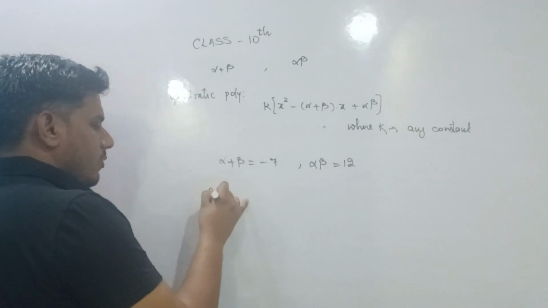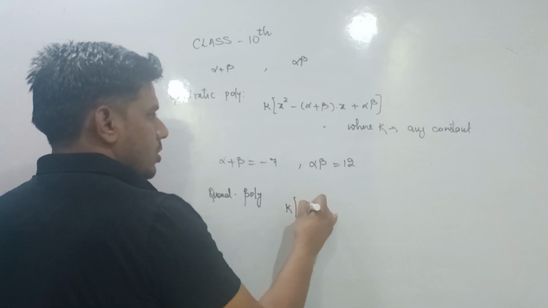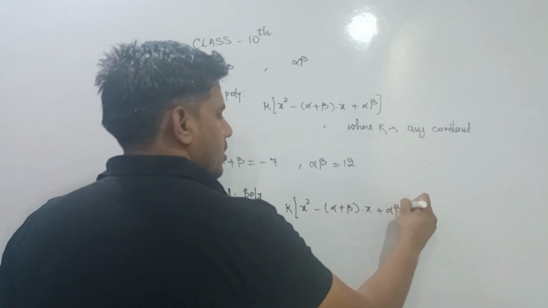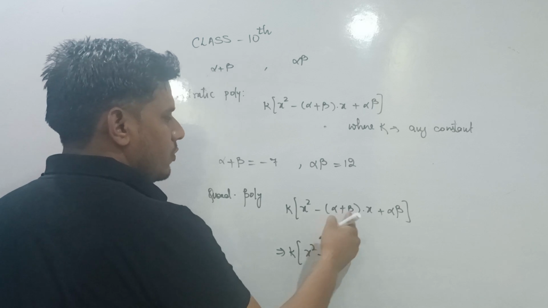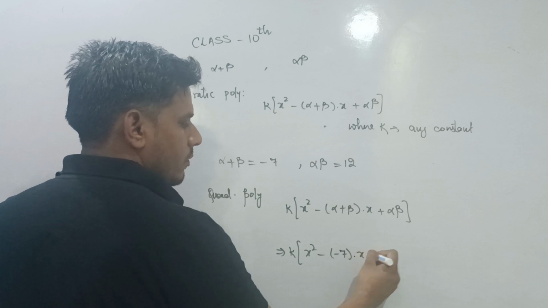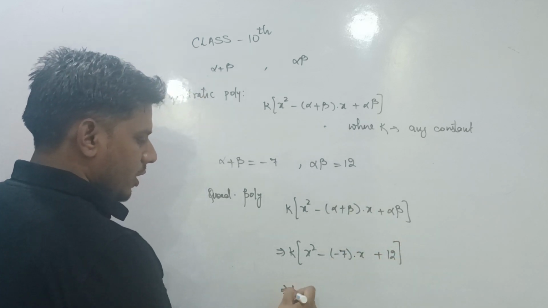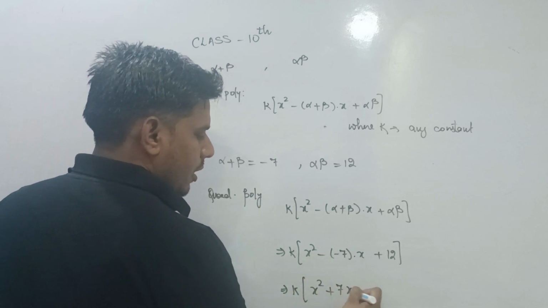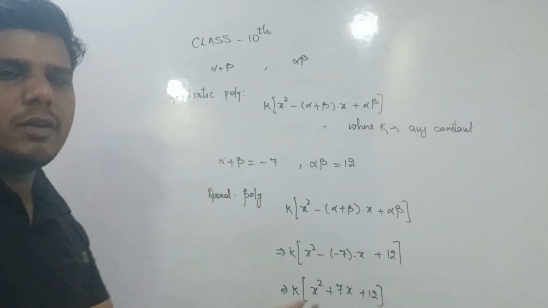So for the quadratic polynomial, we have k bracket x square minus alpha plus beta into x plus product of zeros as the formula. Here we have k x square minus sum of zeros, meaning alpha plus beta, which is -7, so we put -7 into x plus product of zeros, which is 12. Here we can simplify this. You will get k x square, minus into minus will be plus 7x, and plus 12. This is our final answer, where k stands for any constant.